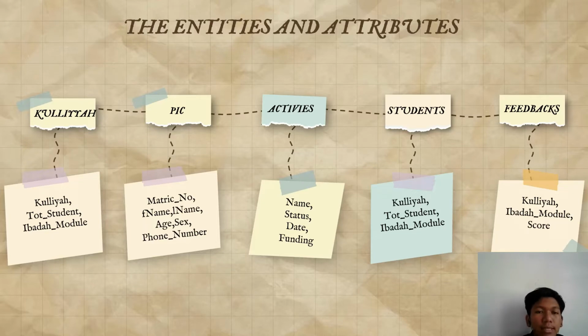For the next one, PIC, the attributes are metric number, first name, last name, age, sex, and phone number. The third one is activities, and the attributes for it are name, status, date, and fund date. The fourth one is student, and its attributes are kuliah, total student, and ibadah module. The last one, the attributes for feedback, are kuliah, ibadah module, and score. That's all about the entities and the attributes.